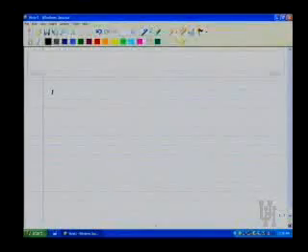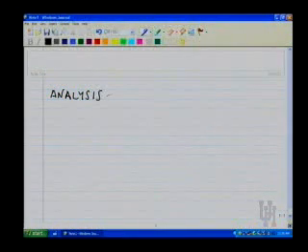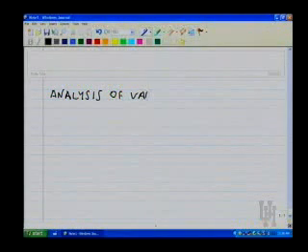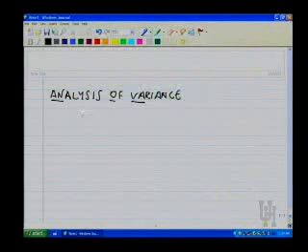Today what we're going to start looking at is analysis of variance. Analysis of variance is more commonly referenced as ANOVA.